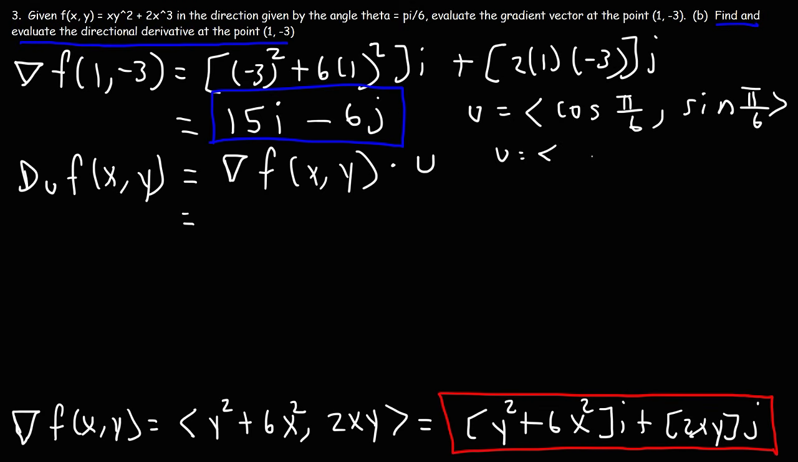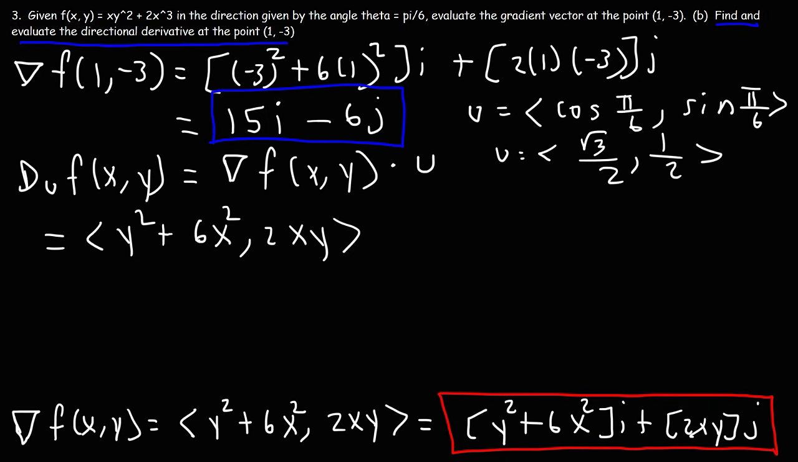So cosine pi over 6 is the square root of 3 over 2. Sine pi over 6 is 1/2. So now we can find the dot product between those two things. So this is going to equal the gradient vector, which I'm going to write in this form, times the unit vector. And let's not forget the dot product symbol.